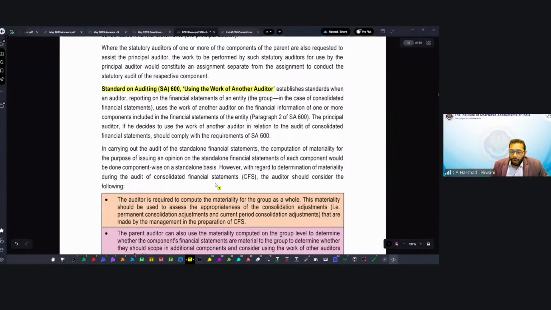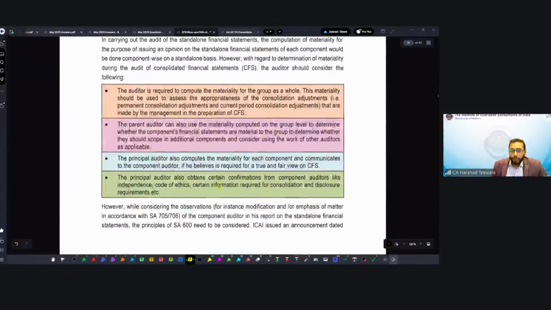In carrying out the audit, first of all, you need to compute the materiality of the group as a whole. Even after their audit is done, I will still do it. I will use that materiality to see the consolidation adjustments, if there are any, and whether the adjustments passed by the management are material or not. Once I define it at the group level, I need to allocate that materiality to the component level.